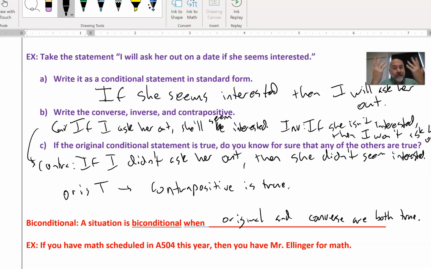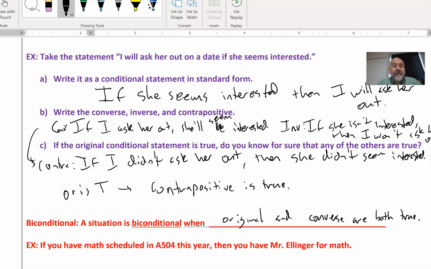The inverse, remember, that's the switching them and making them both not true. So if she isn't interested, then I won't ask her out. And that one sounds a little bit more plausible. That one's like, maybe, it depends. Sometimes people just go for it anyway and ask somebody out anyway. I was not one of those people, but some people were like that, I'm sure. And so that one's kind of like, I'm not sure.